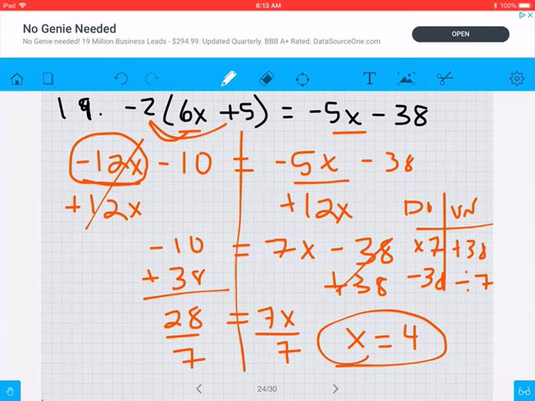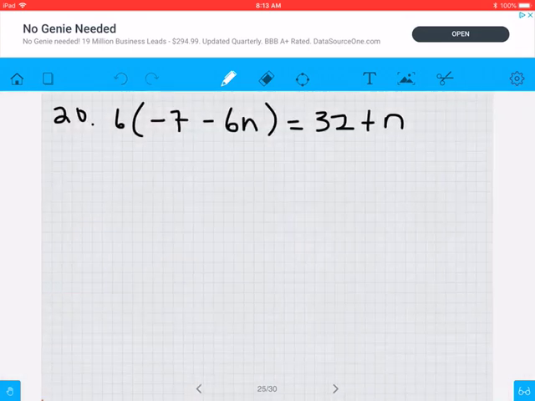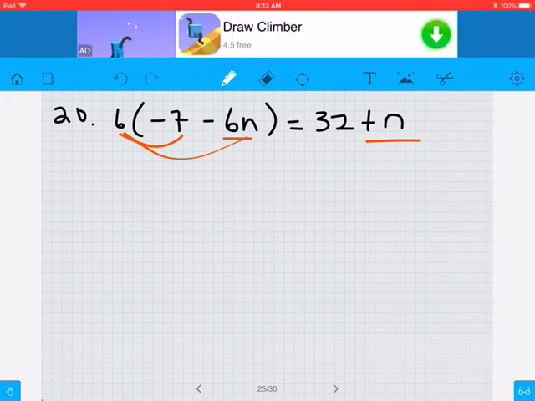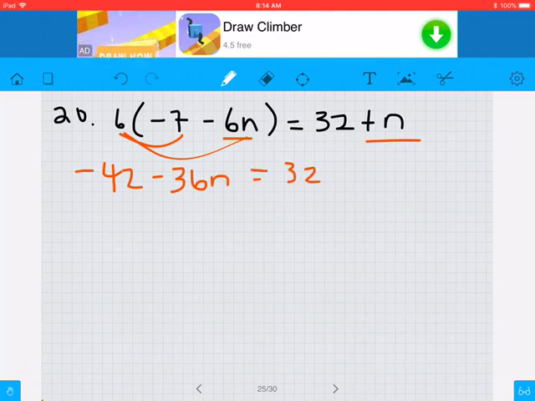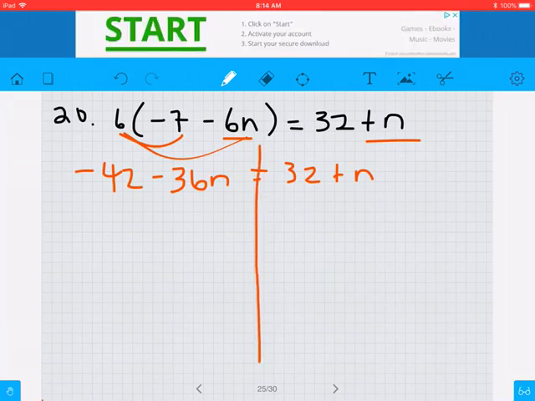All right, last question for the day, number 20. We are going to be doing some simplifying, and we're going to have to get our n's on the same side. So let's go ahead and do that. 6 times negative 7 is going to give me a negative 42, and then 6 times negative 6 is going to give me a negative 36n, which equals 32 plus n. To get our n's on the same side, I'm just going to add this 36n, just because it's going to keep me positive.